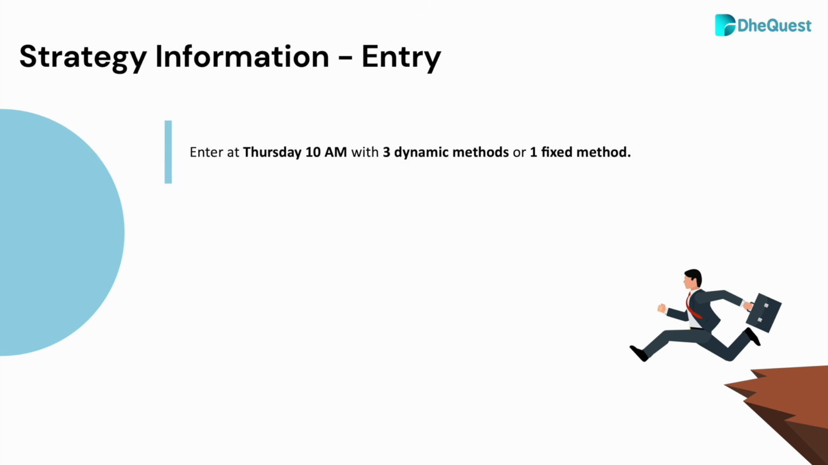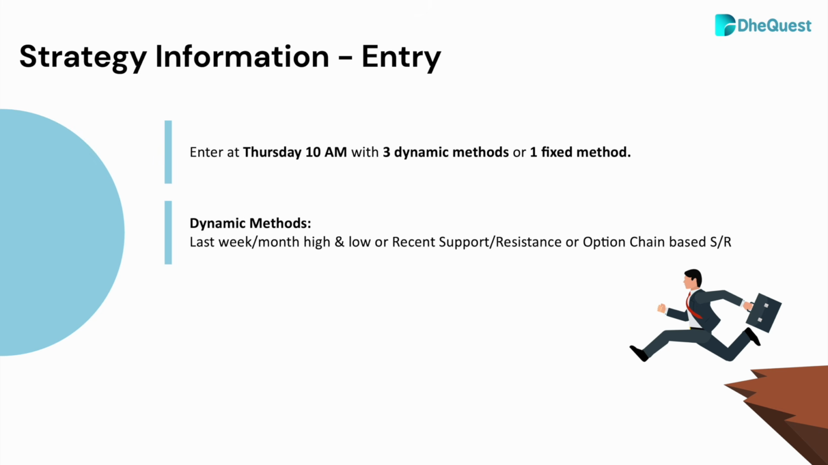We have got 4 ways to pick the strike. 3 are dynamic and 1 is fixed. Dynamic ways to pick the strikes are like just use the last month's high and low. Market usually respects these levels. And option 2, check the recent support and resistance on the chart. That gives us more updated levels. And option 3, look at the option chain, and open interest tells you where most people are building their positions. So we can actually take strikes around those levels.